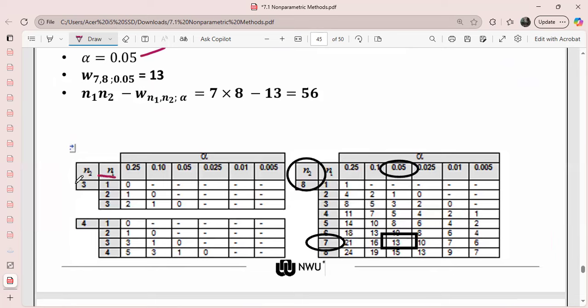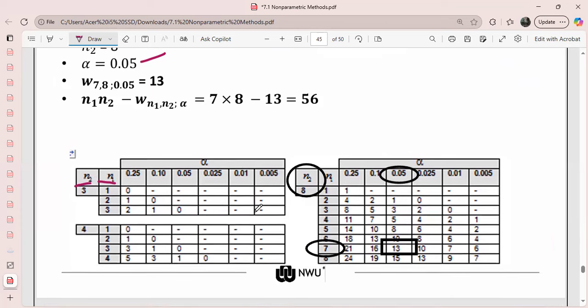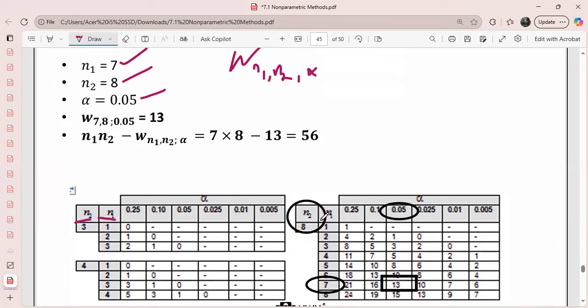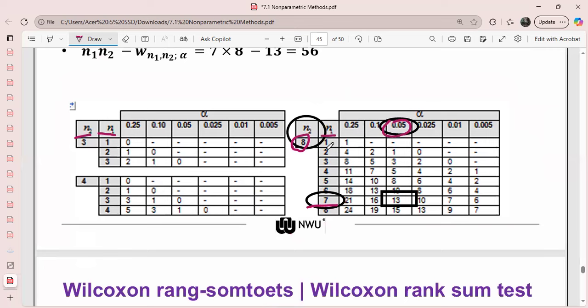It's N1 and N2. N1 was 7, here. N1 is 7. N2 is 8. So 7 and 8. Alpha is 0.05. The corresponding guy, you go this side, you look at this one, you go this side, is 7 again.